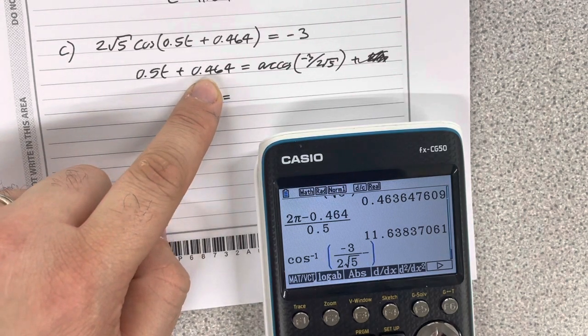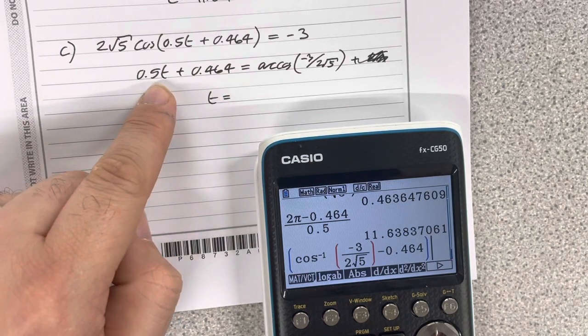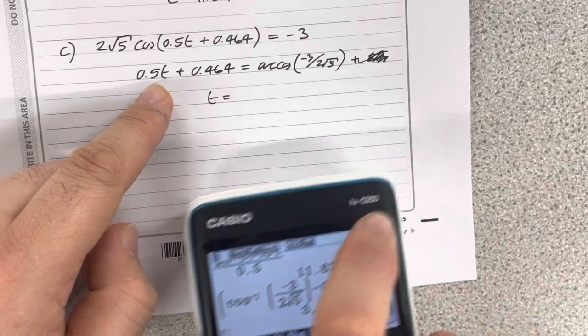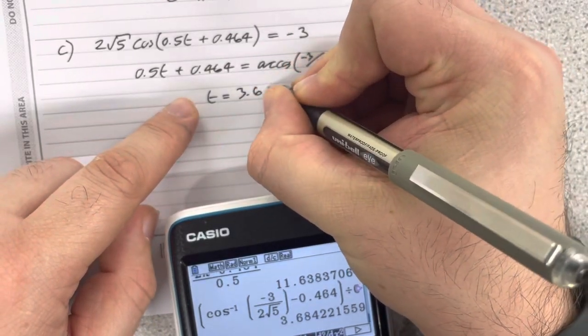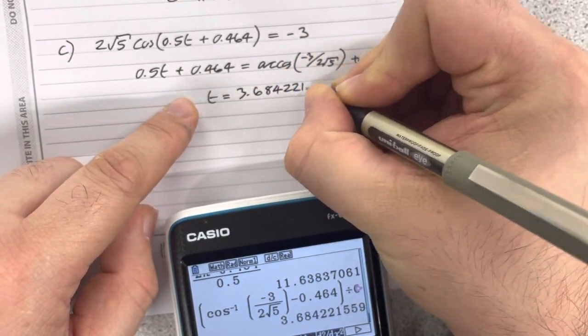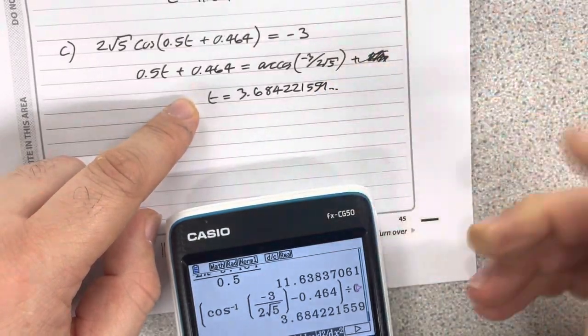You subtract 0.464, and then I need to divide that by 0.5. So I get 3.68422155.9, blah, blah, blah, blah.